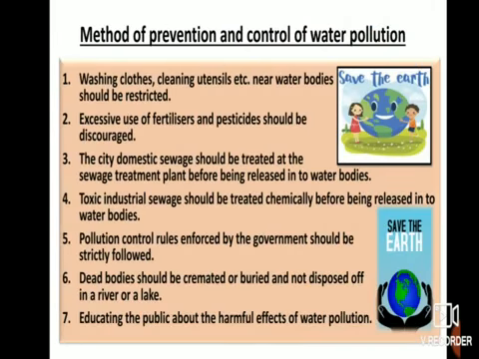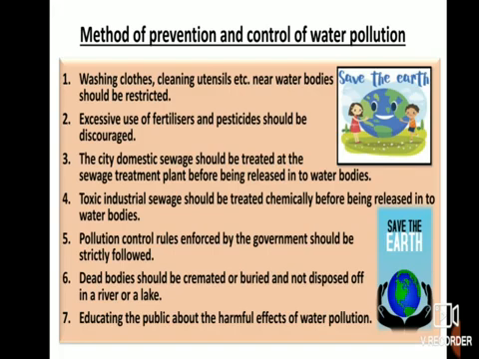So, methods of prevention and control of water pollution. Water pollution can be prevented or reduced in the following ways. First, washing clothes, cleaning utensils, or taking a bath near water bodies such as lakes and ponds should be restricted. Second, excessive use of fertilizers and pesticides should be discouraged.